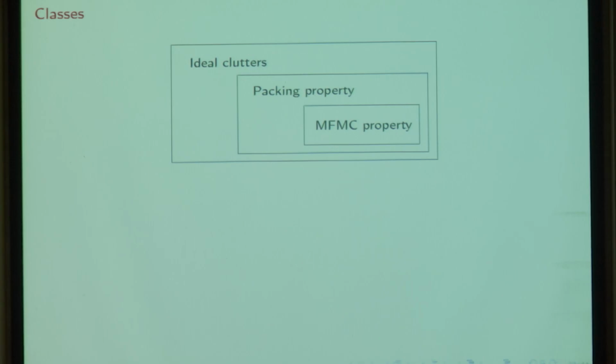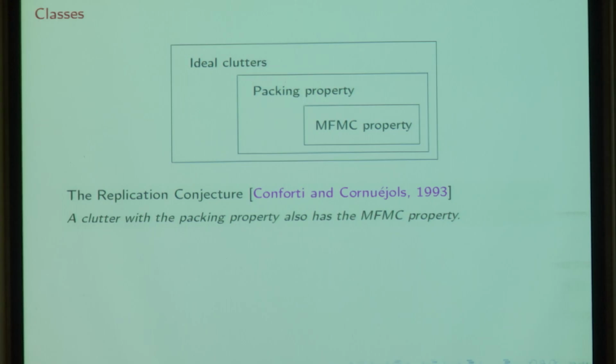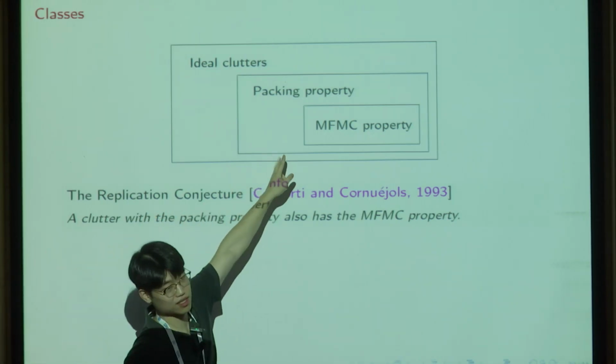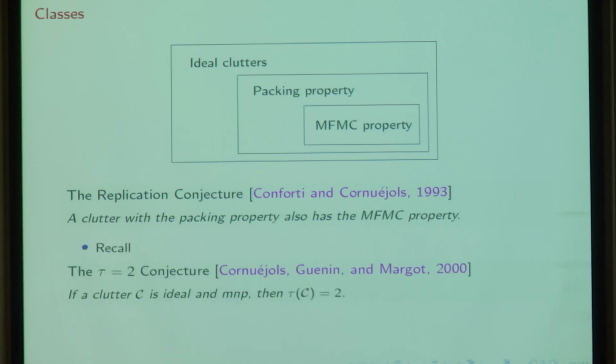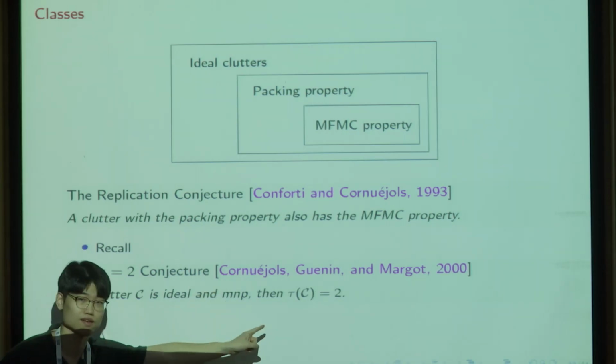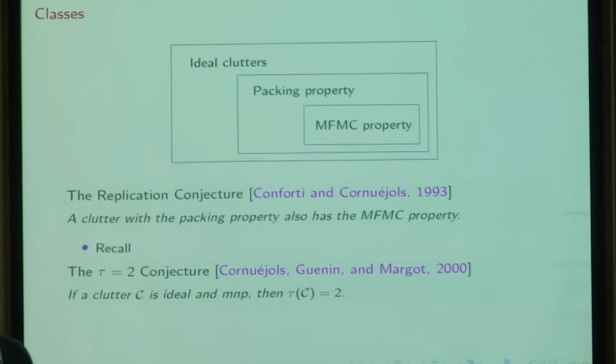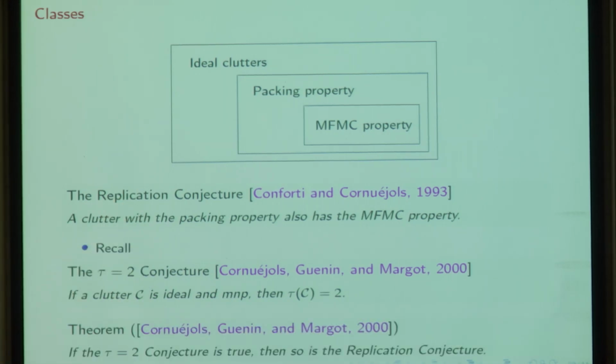So let me recap. We have this hierarchy of properties. Idealness is primal integrality, the packing property is 0, 1, plus infinity dual integrality, and the MFMC property is total dual integrality. And we have explained the replication conjecture. The conjecture means that these two classes coincide. And the tau equals 2 conjecture says: if the clutter is ideal and minimally non-packing, then the covering number is 2. And this thing implies the replication conjecture, which is due to Gérard, Bertrand, and François.